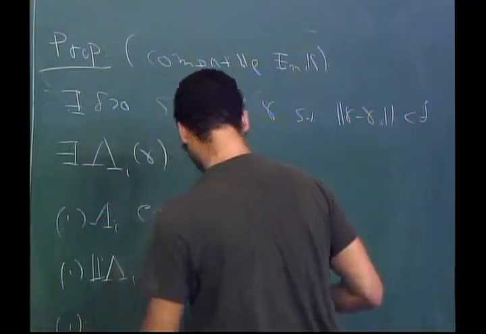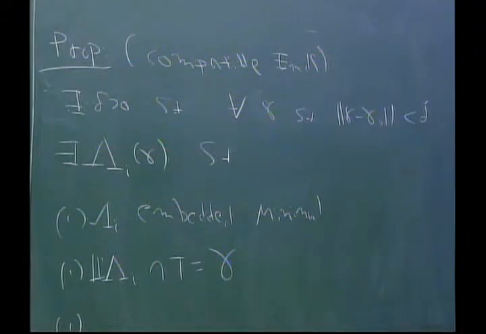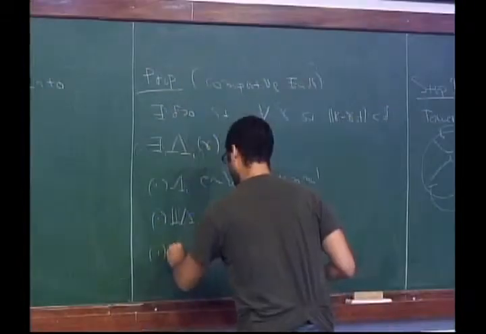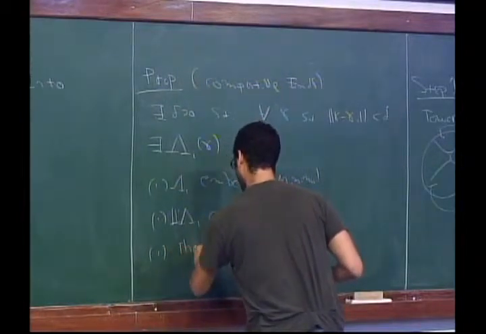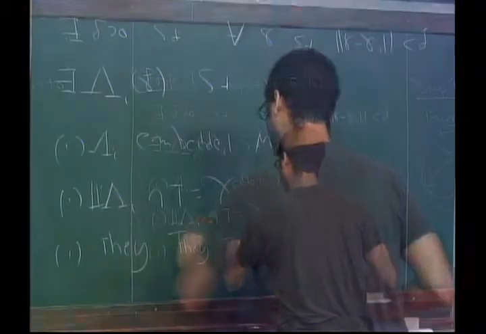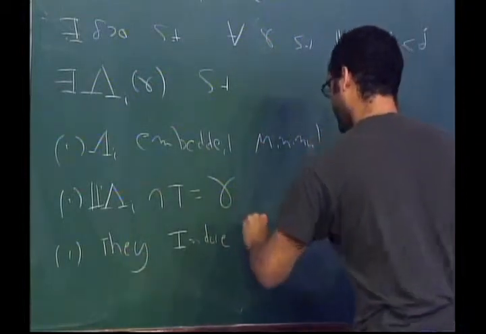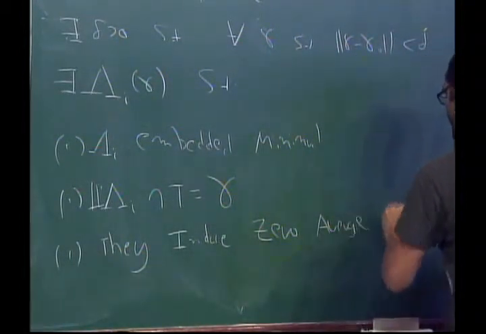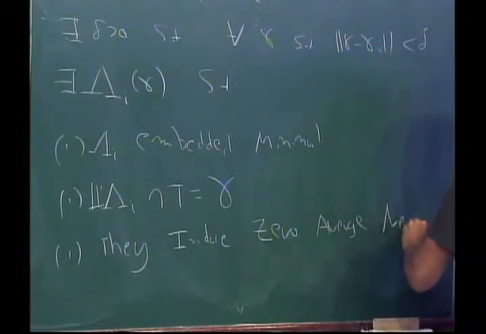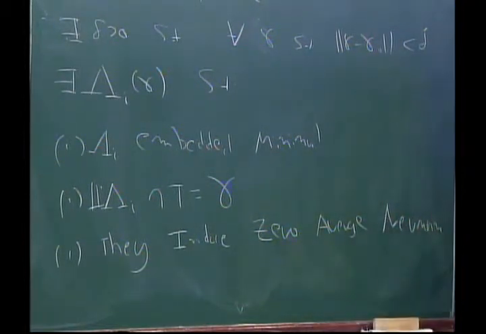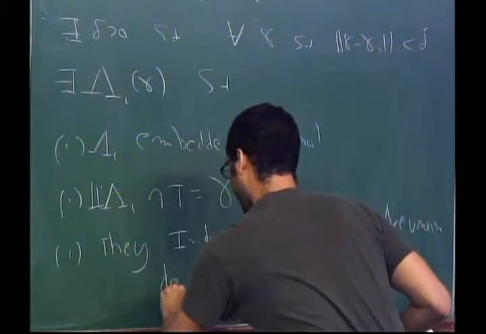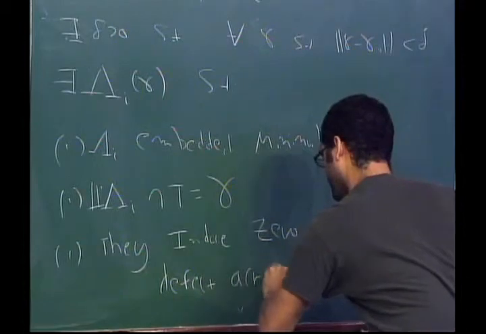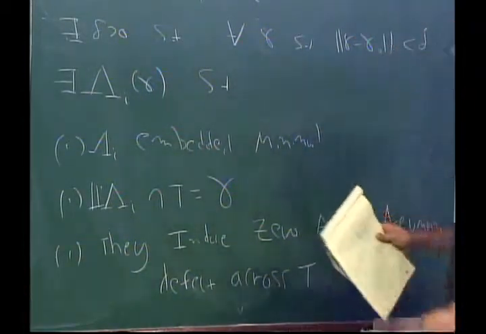And the last thing you need is that they give zero, what I'm going to call zero average Neumann defect across T. OK, so what do I mean by this?